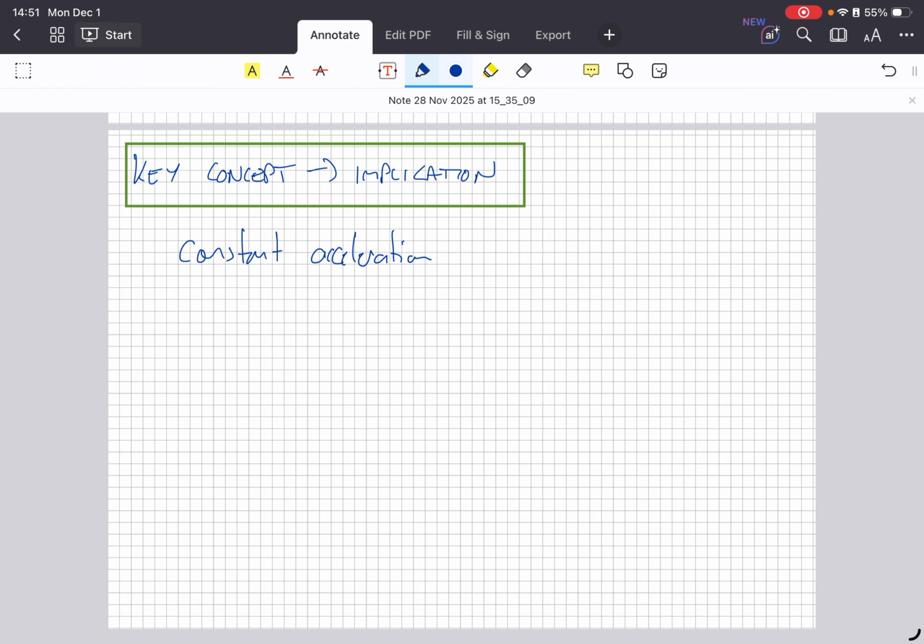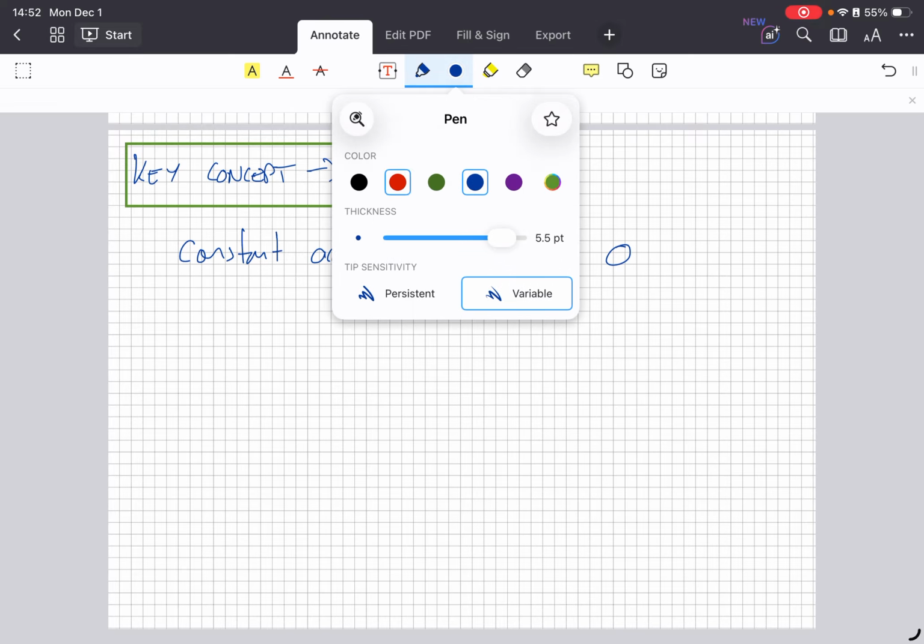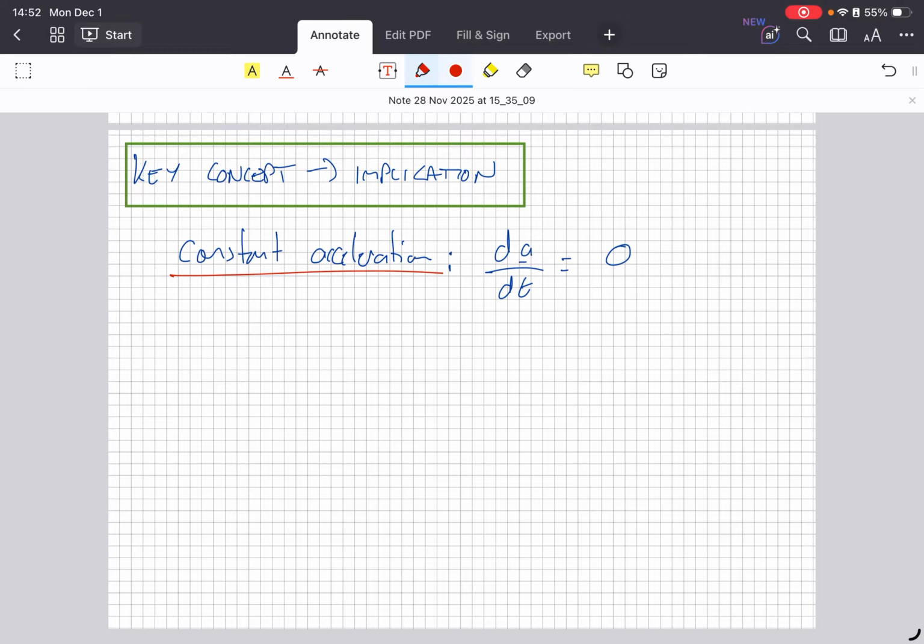And what that means is that our acceleration does not depend on time. In other words, we have dA by dt equal to 0. That's another way of saying that A does not change as a function of time. And if we have that important restriction, then we can actually derive a set of equations for modeling problems which depend on this constant acceleration.